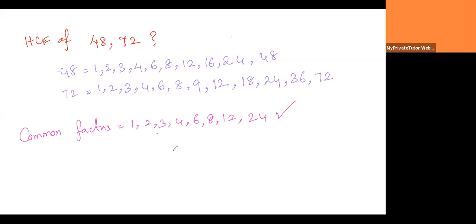If you get a question as find the common factors, but if you get a question as find the highest common factor, which is nothing but the highest one. Which one is the highest? 24. So that's the highest common factor, or else you can call it the greatest common factor. Hope everyone understands this method. So this is one of the methods to find HCF.